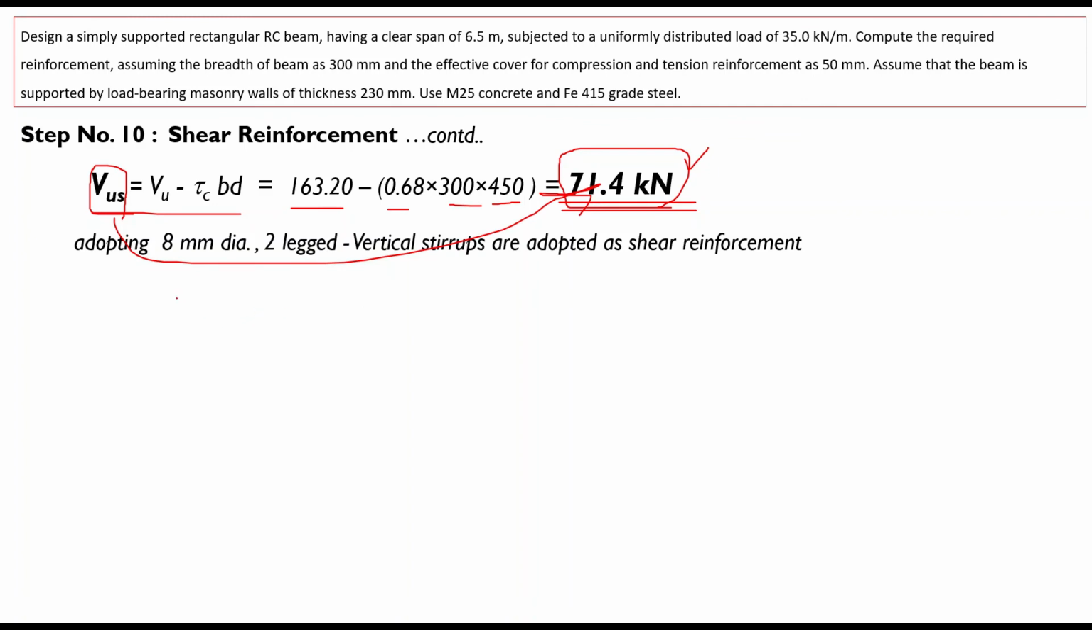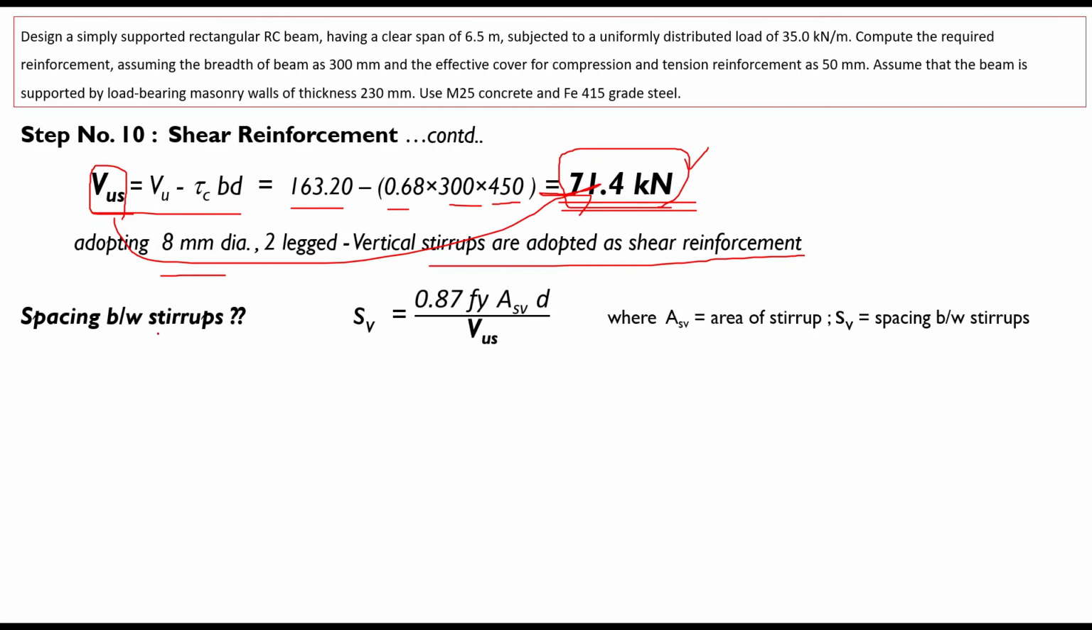So let us again adopt 8 mm dia, two-legged vertical stirrups as shear reinforcement, and we have to design how much spacing is required. So spacing between stirrups we have to decide. Now this guideline or this formula is mentioned in the code very clearly, and here it was VUS, that means it was SV here, so we have just rearranged the equation.